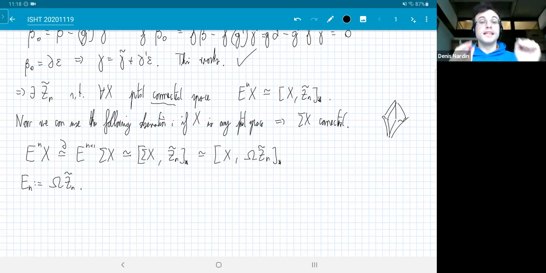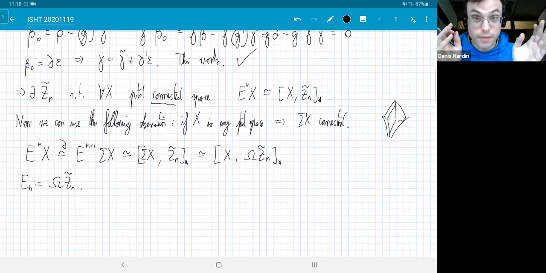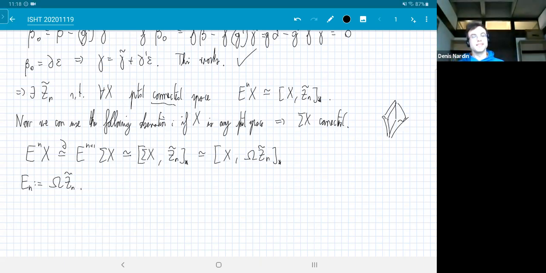So remember, our Zn tilde were actually built so that they were always connected, because they were built in the category of connected spaces. But the representing space in general, of course, won't be. But that's not a problem, because the loop space of a connected space can be whatever, as we will see. Okay, not whatever, but as we will see, it can definitely be not connected.